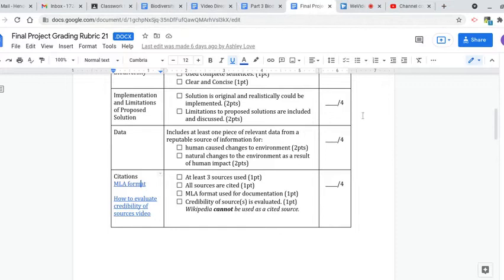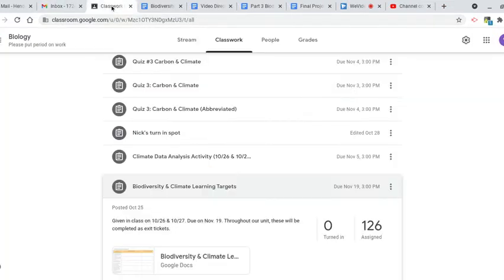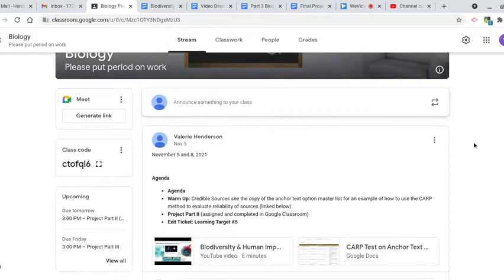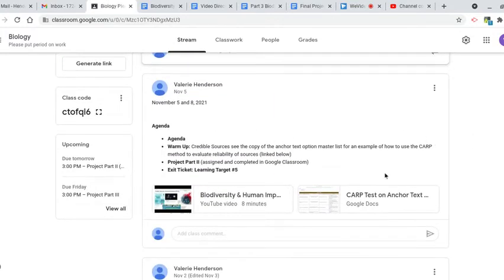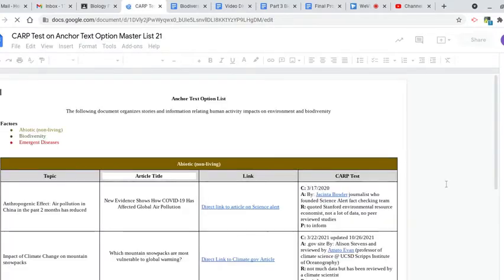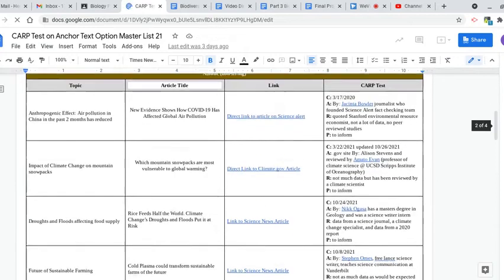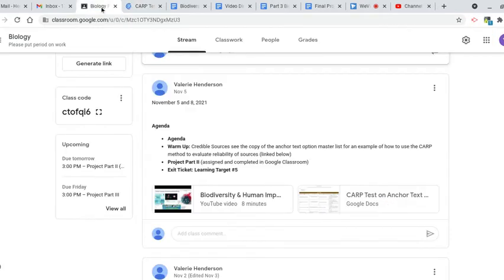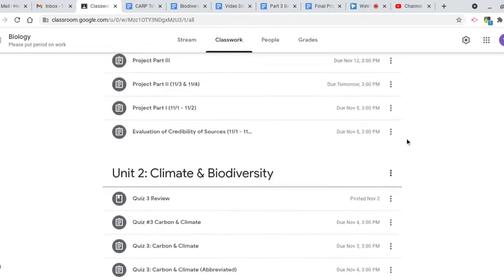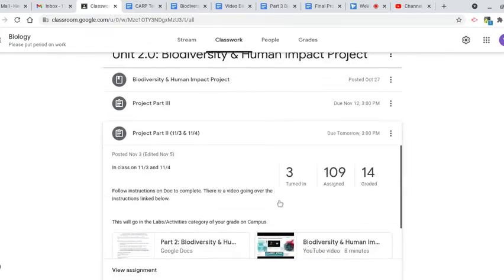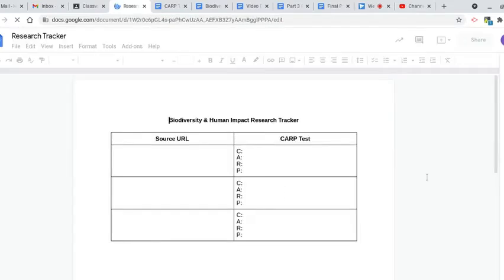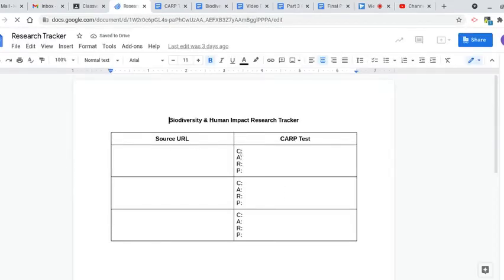Let's go back and now let's talk about the CARP test. If you want to see examples of the CARP test, go into the stream, go into the November 5th and 8th announcement, and click on CARP test on anchor text. And then you will see I've carved out all the sources here. This should be being documented on your research in part 2 of the project in your research tracker. So this is where you put your source URL and the C, the A, the R, and the P.